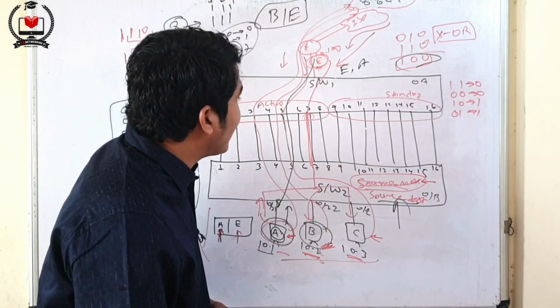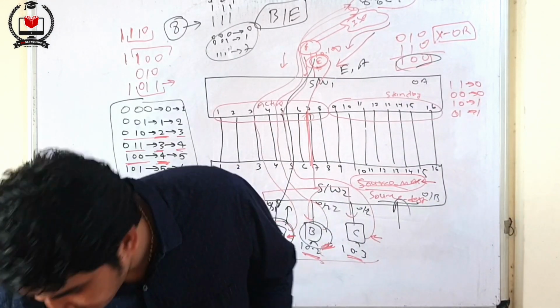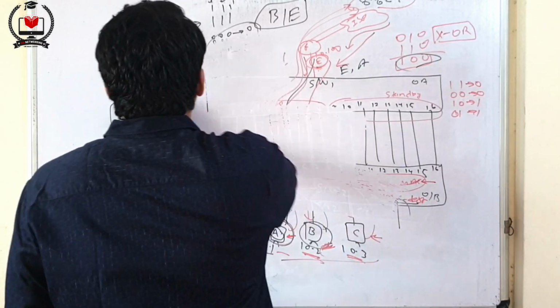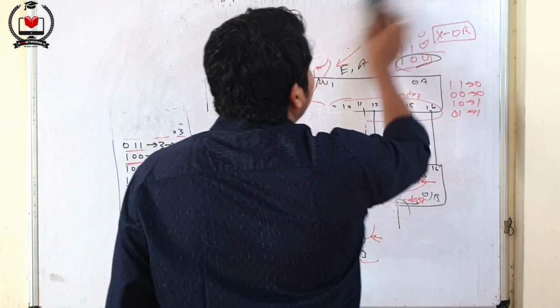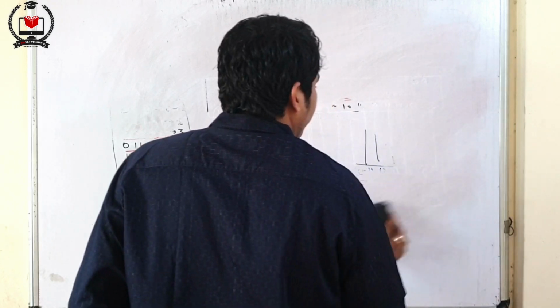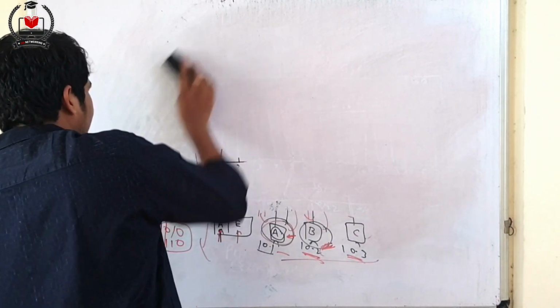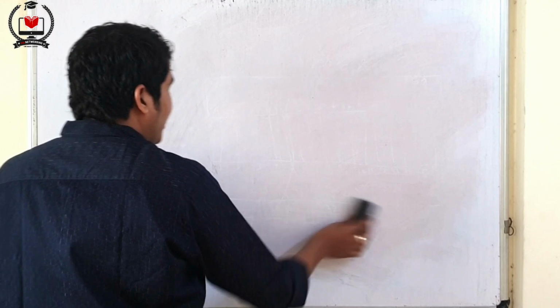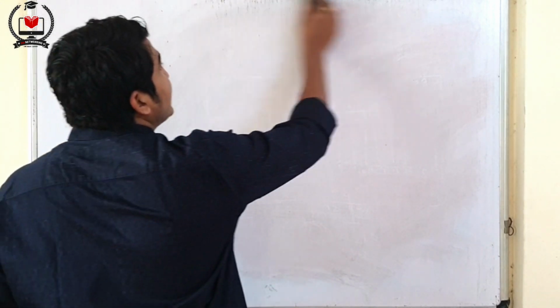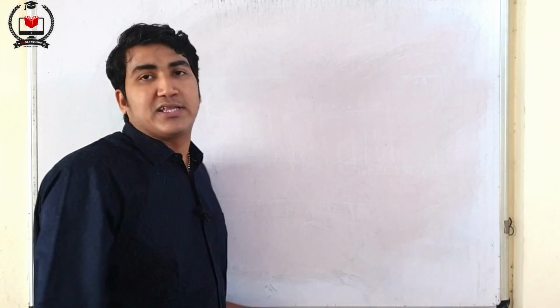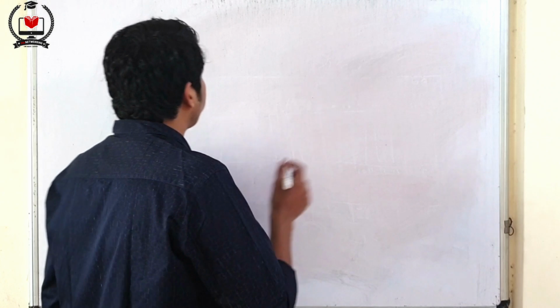Now one more thing I want to discuss over here, that is layer 3 EtherChannel. So this is layer 2 EtherChannel. Till now we had discussed layer 2 EtherChannel only, right? Now guys, understand layer 3 EtherChannel.